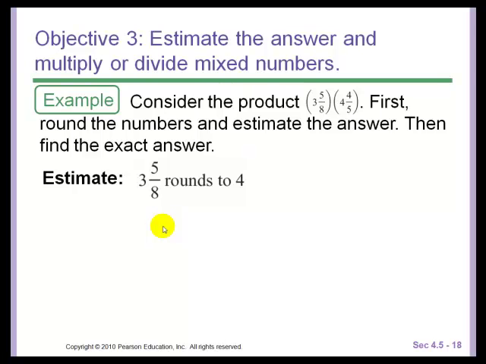3 5/8 is closer to 4. 4 4/5 is closer to 5. Both of them round up, because both of the numerators are more than half of their denominators. 4 times 5 is 20, so our answer should be near 20.